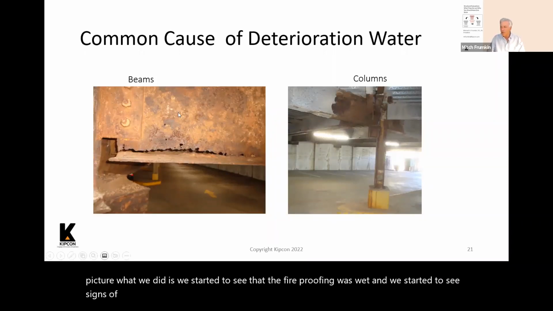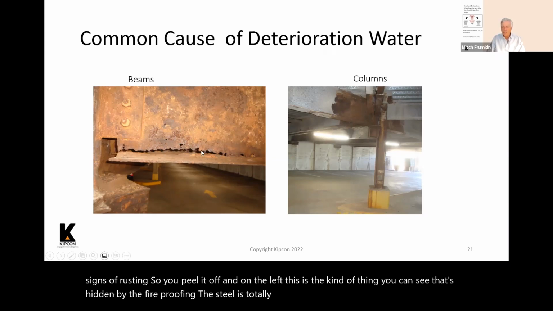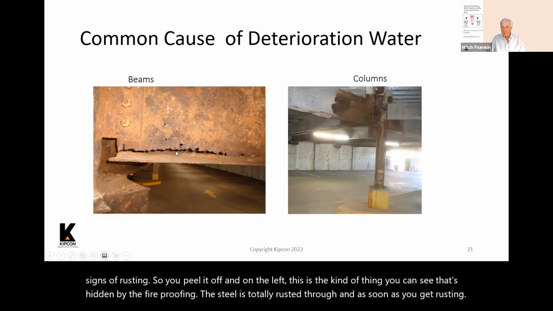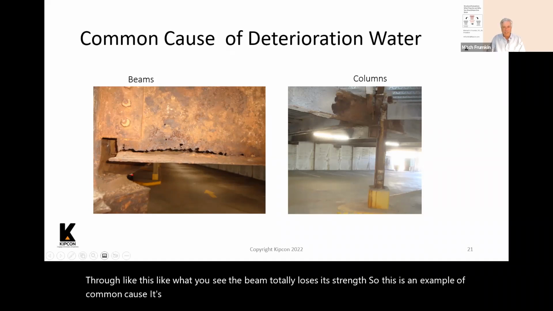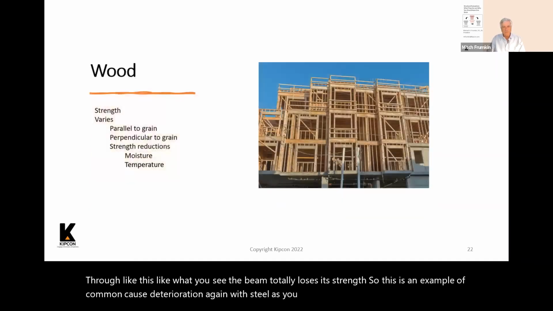So you peel it off, and on the left, this is the kind of thing you can see that's hidden by the fireproofing. The steel is totally rusted through, and as soon as you get rusting through like what you see, the beam totally loses its strength. So this is an example of a common cause of deterioration. Again, with steel, as you would expect, it is water.